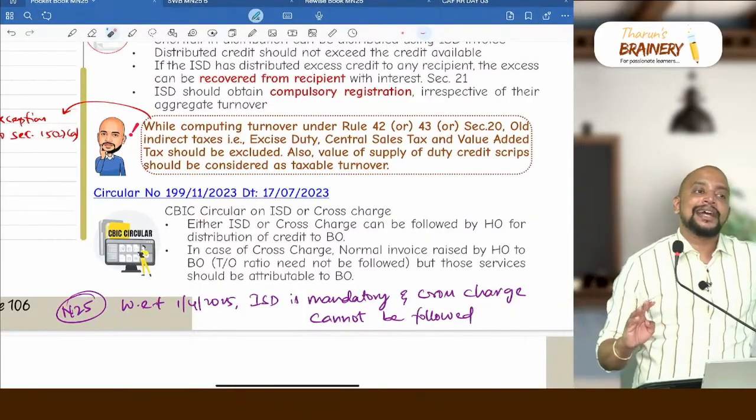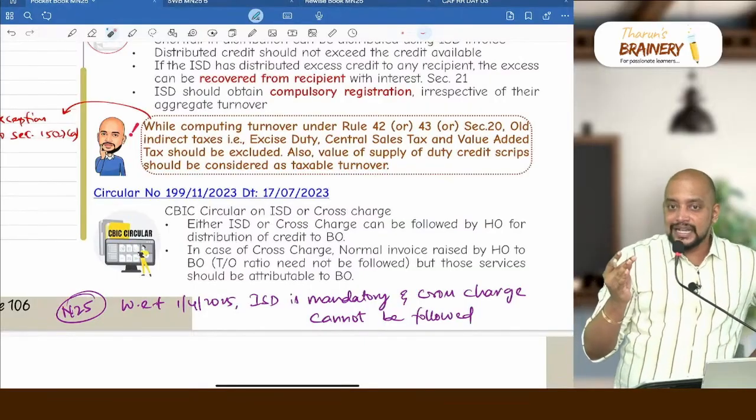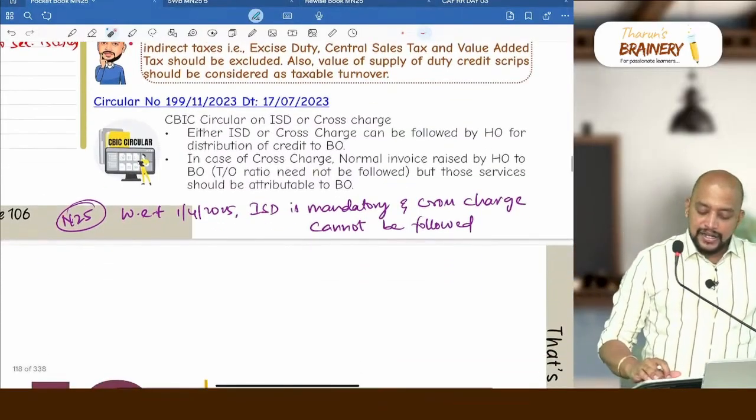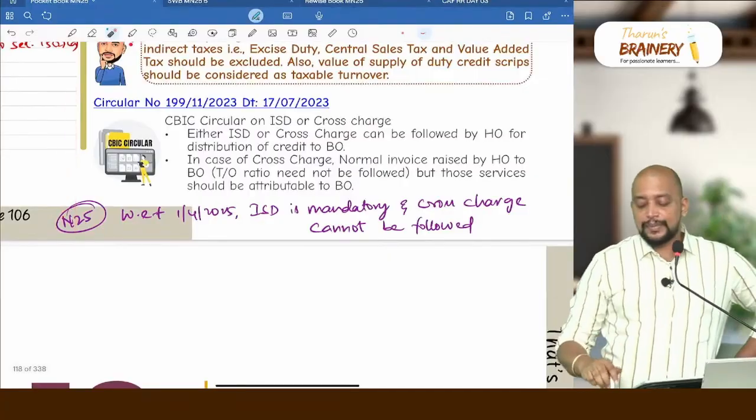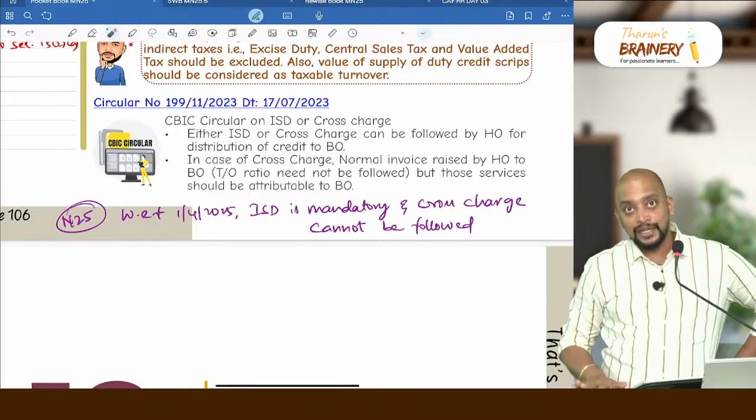What are the 4 old indirect taxes? Central excise duty, state excise duty, CST and VAT. And there is one circular. This circular is applicable only for May 25 exam. Thereafter the circular will not be applicable.